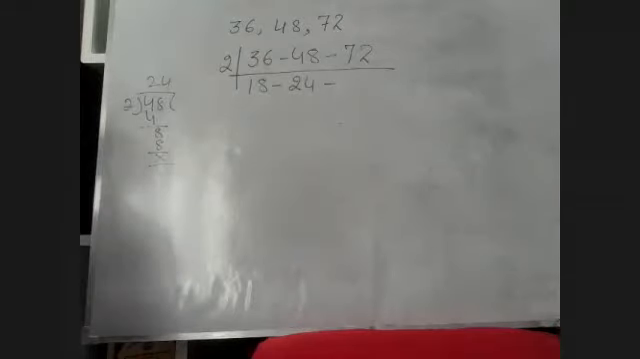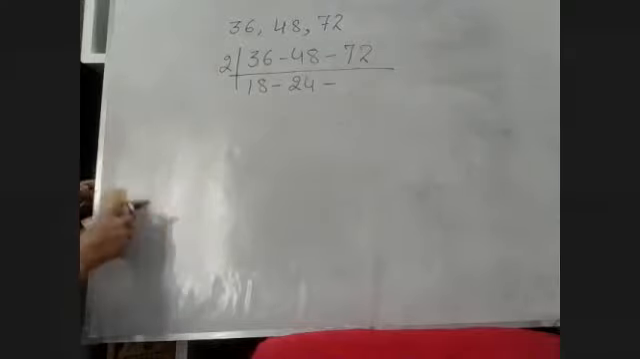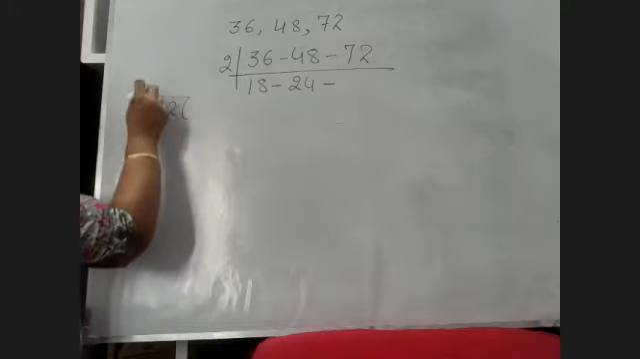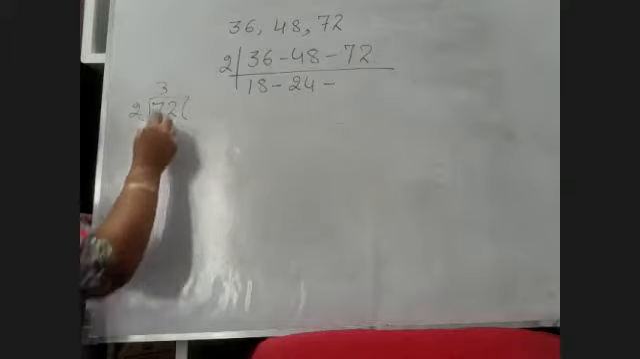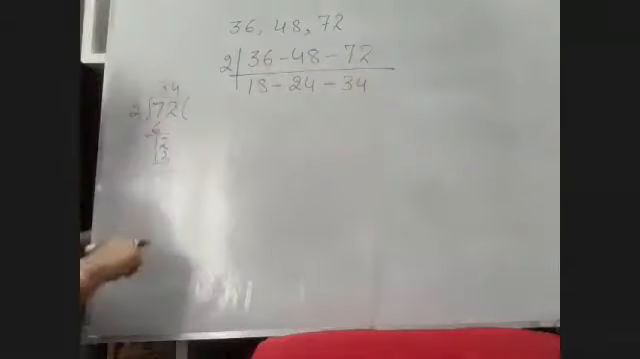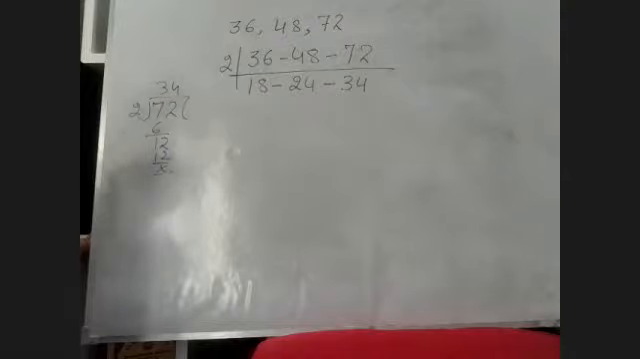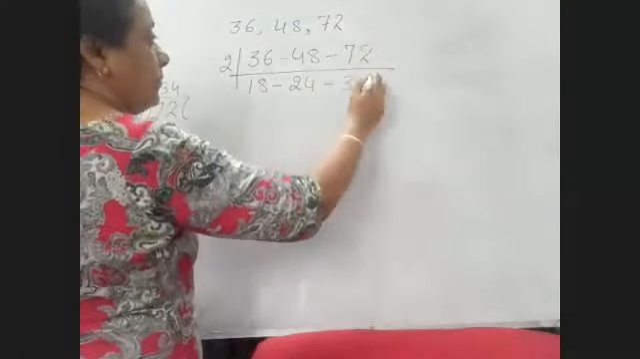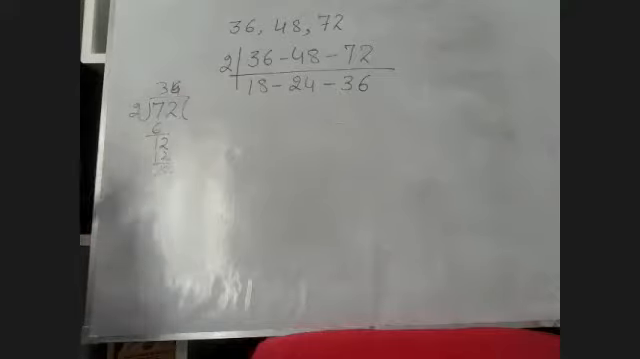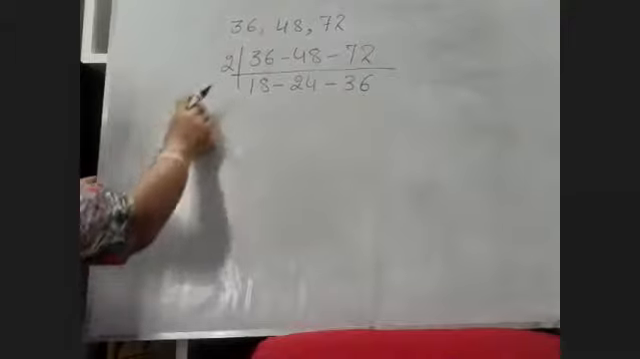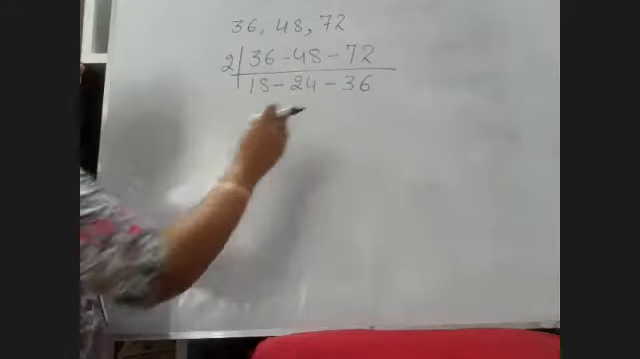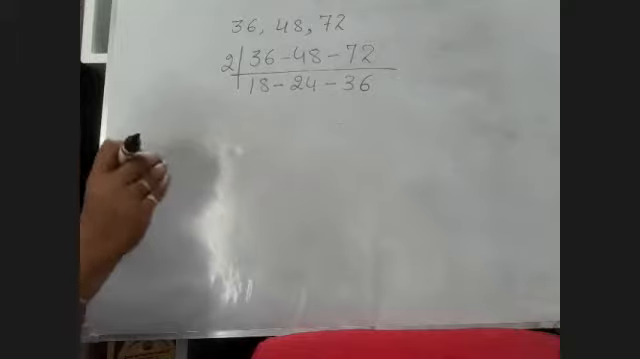Next is 72. Now students, 72 divided by 2 is 36. Yes, friends, in the first step, when we divide 36, 48, and 72 by 2, we get the numbers 18, 24, and 36. Again, students, 18, 24, and 36 are even numbers.